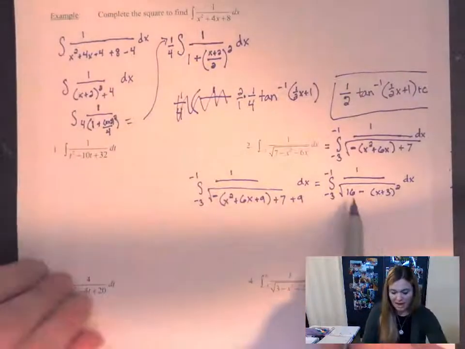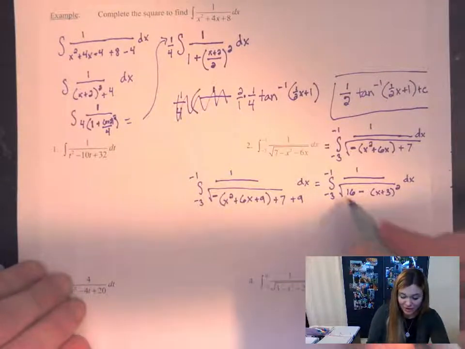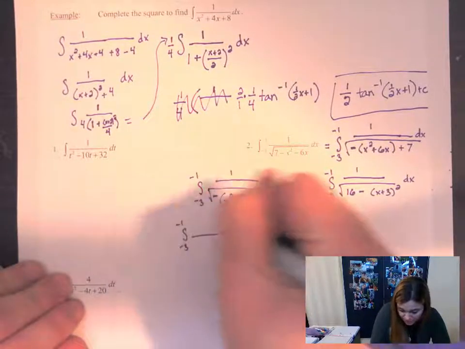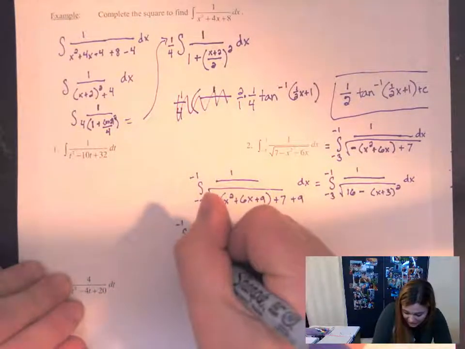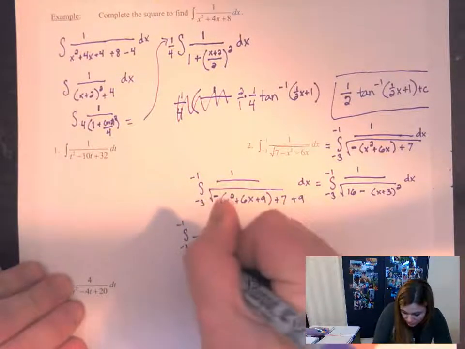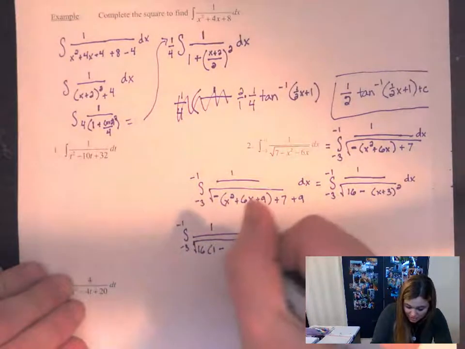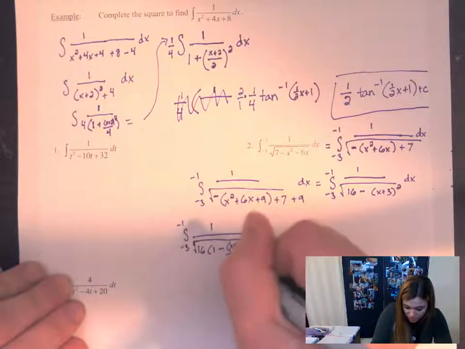Okay, I've got 16 here though. I want to get rid of the 16. So the way that I'm going to do that is factor out a 16. So I've got -3 to -1, 1 over, I'm factoring out a 16. So I'd be left with 1 minus x plus 3, this whole quantity squared, over 16.